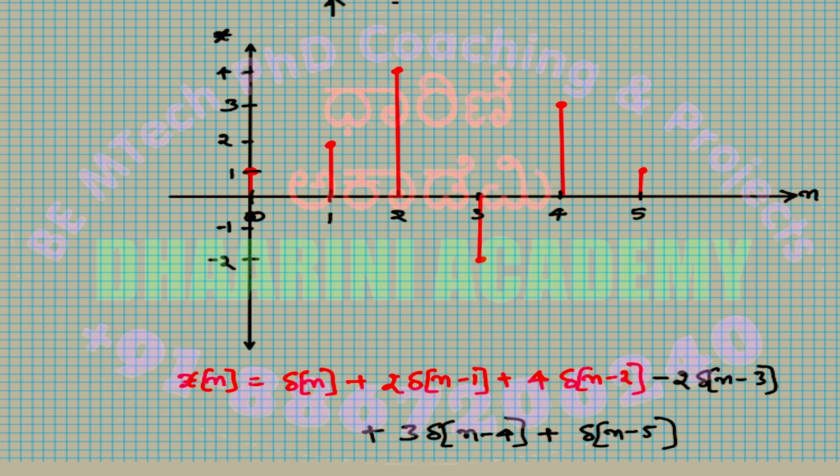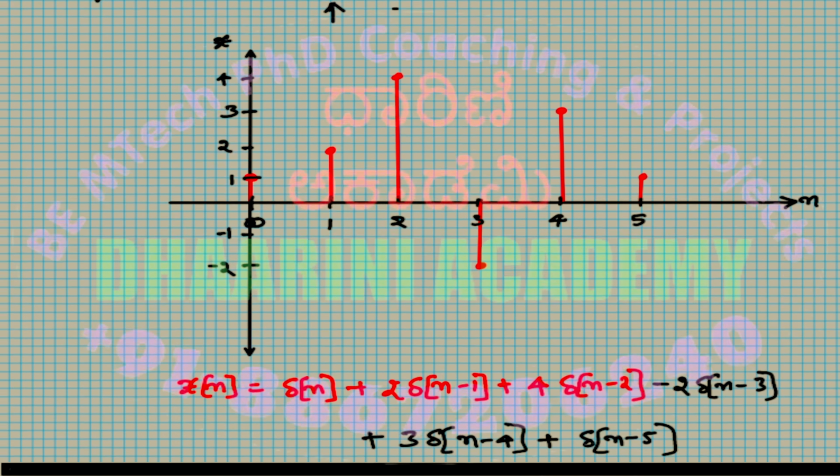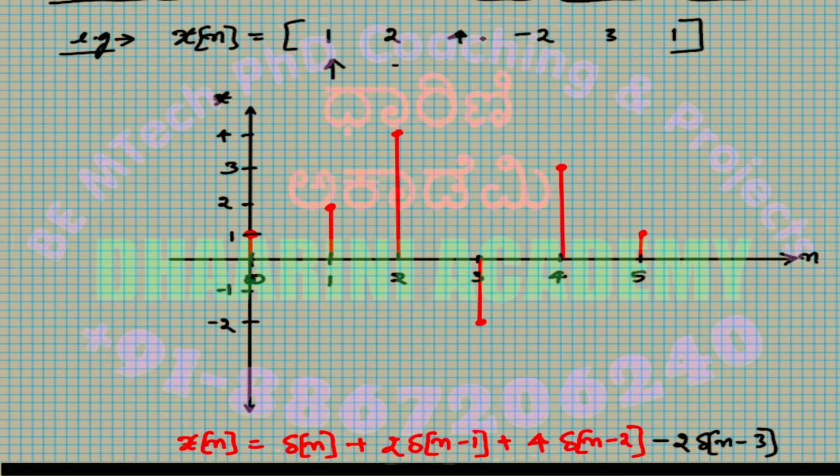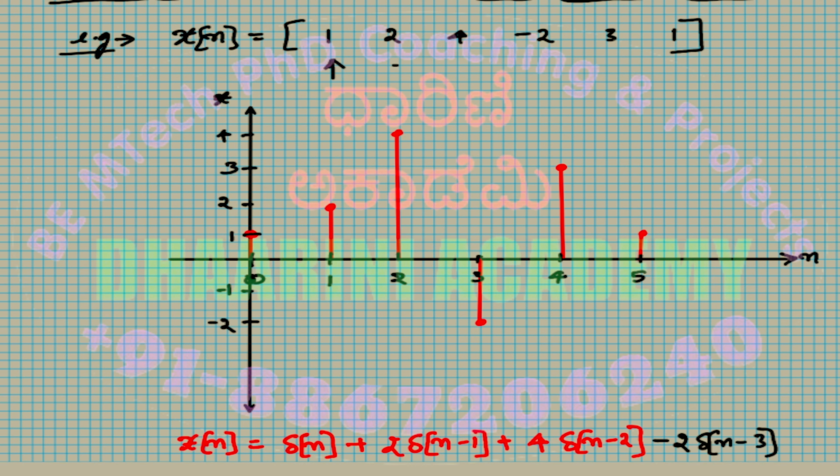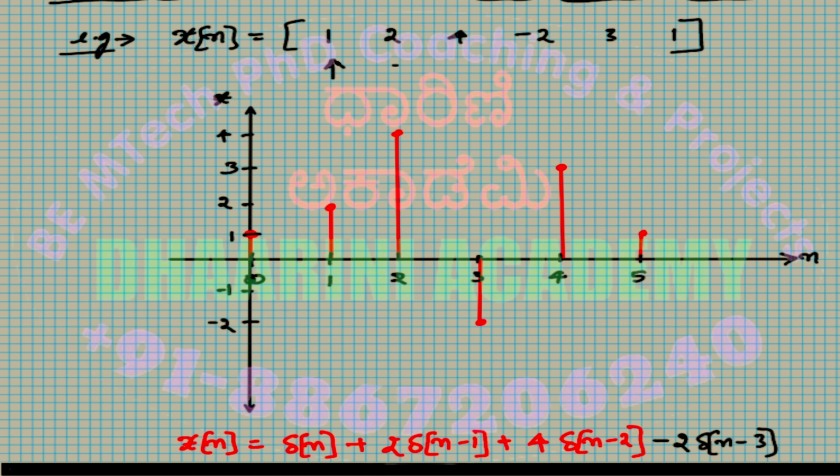I'll just repeat what we have done so far. You see the original given function is this one: 1, 2, minus 4, minus 2, 3, and 1. Again, this arrow mark indicates where the signal starts, or where the zero index is. Now I understand that the zero index is at 1.